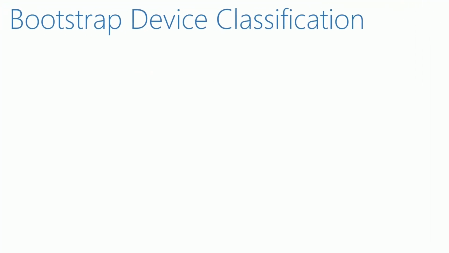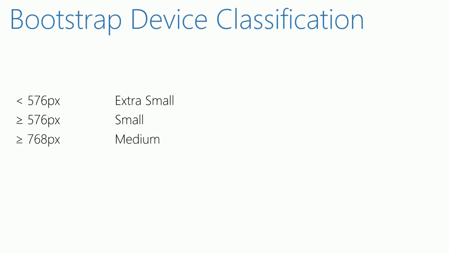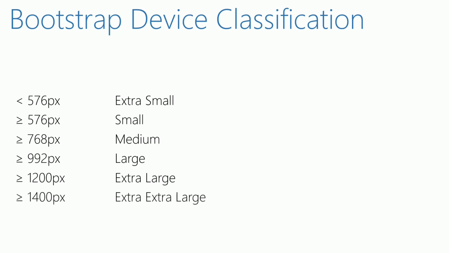The devices having width less than 576 pixels are called extra small. Devices with width greater than or equal to 576 pixels are small devices. Devices with width greater than or equal to 768 pixels are medium devices. Devices with width greater than or equal to 992 pixels are large devices. Devices with width greater than or equal to 1200 pixels are extra large devices. Devices with width greater than or equal to 1400 pixels are extra extra large devices.